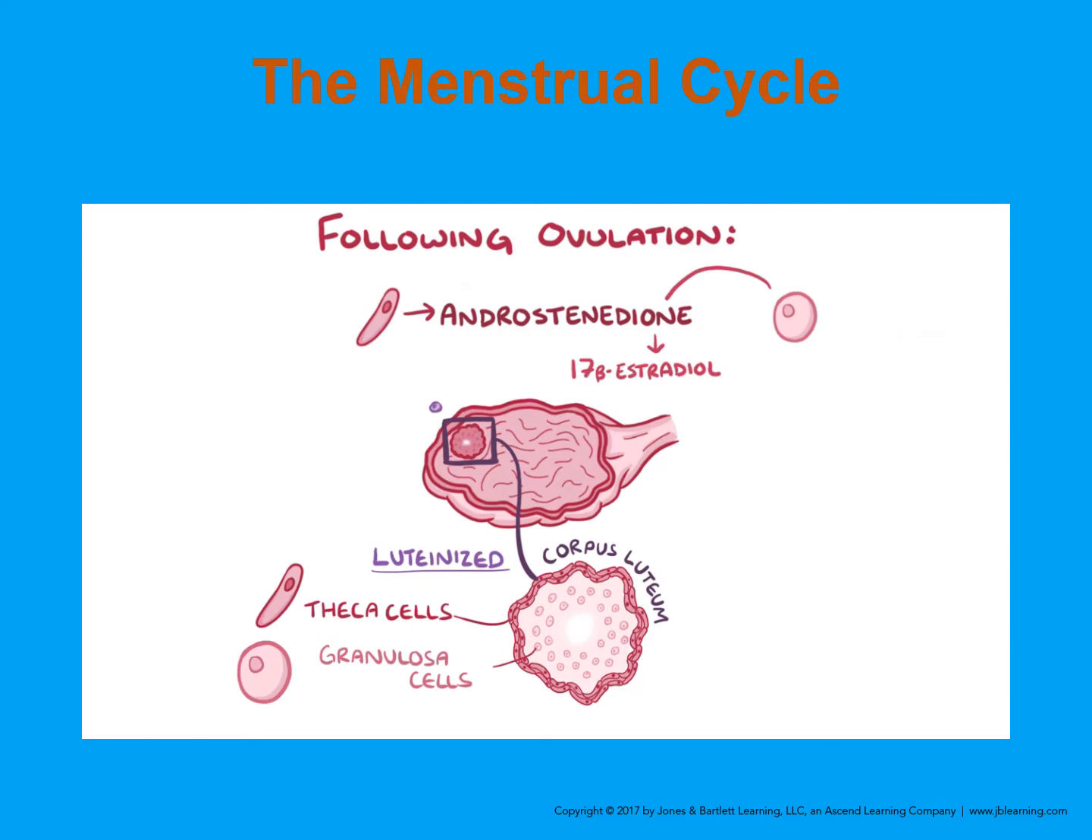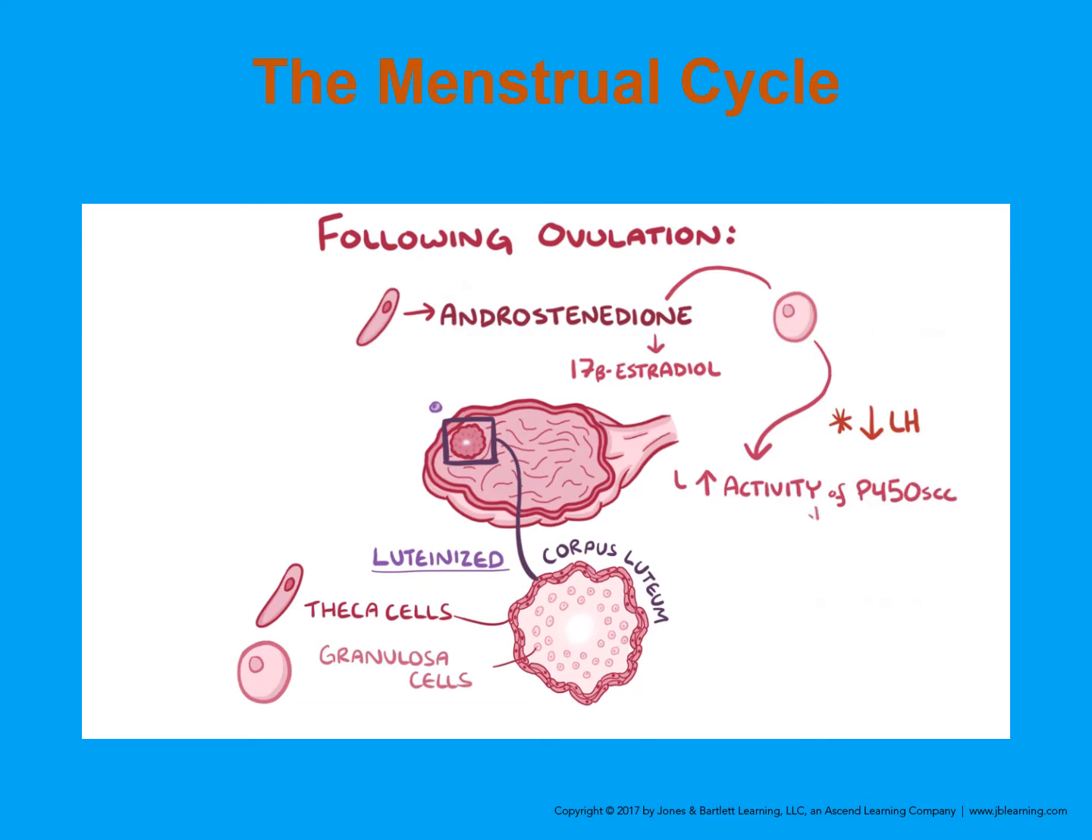However, luteinized granulosa cells also respond to the low luteinizing hormone concentrations that are present after ovulation by increasing the activity of cholesterol side chain cleavage enzyme, or P450-SCC for short.